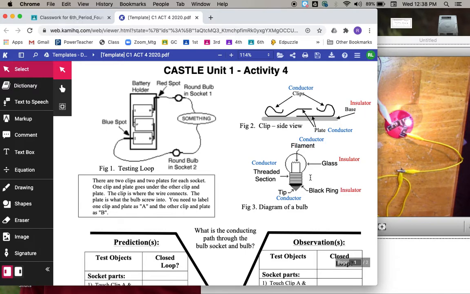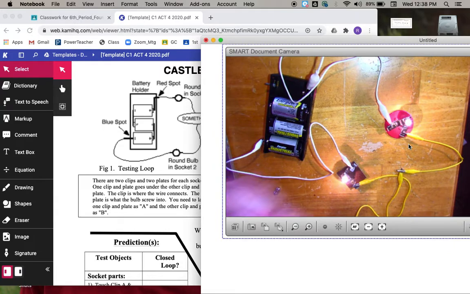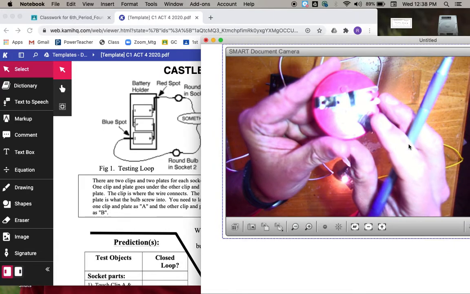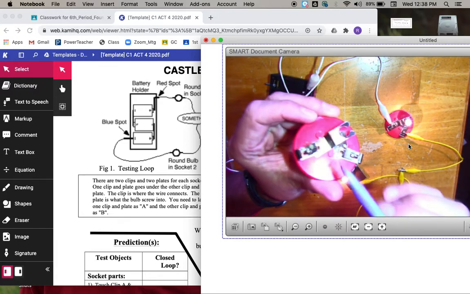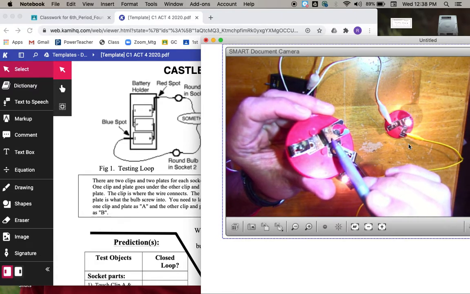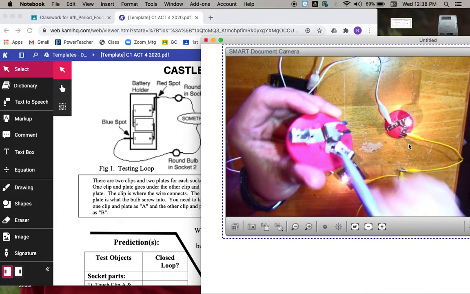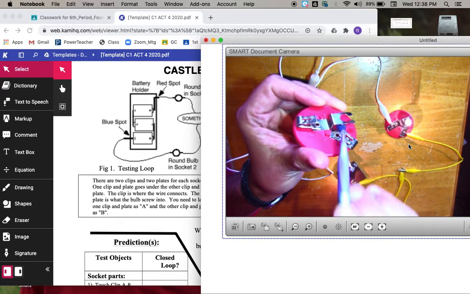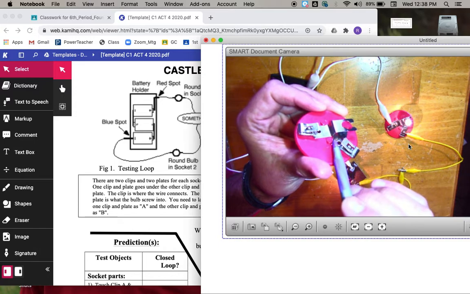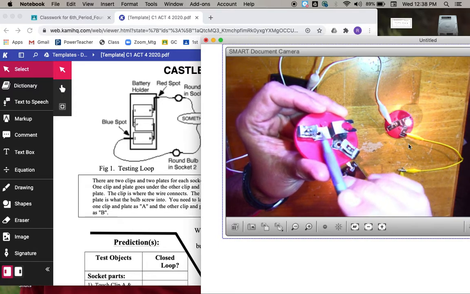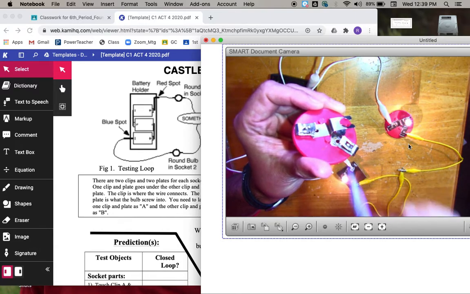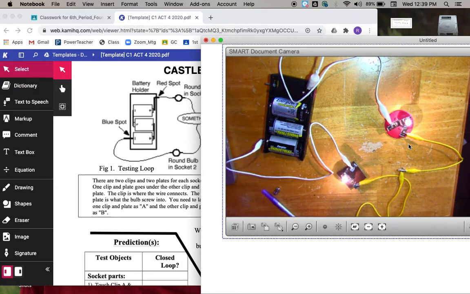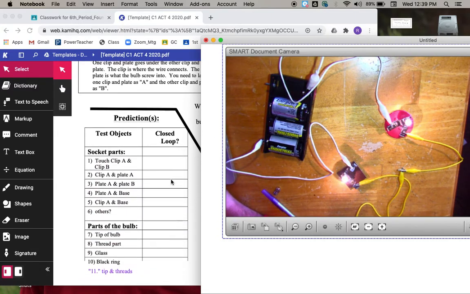So what would that look like in a real socket? Taking a look, here is a socket. Try to get the glare off there. Notice that you've got an A plate, which is above the surface, and a B plate, which is down here below the surface. So plate A is connected to clip A, and plate B, which is on the bottom, is connected to clip B. Please make sure that you have made all of your predictions before moving through this video.